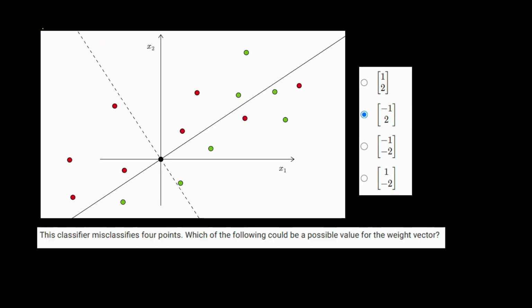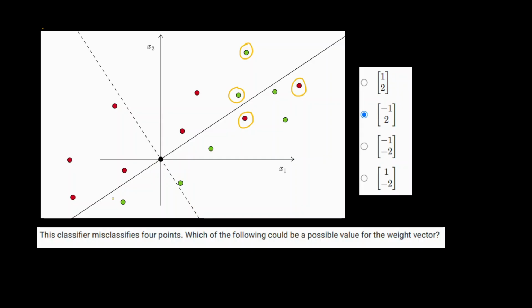Alright, so here we have a question on linear classification. It says this classifier misclassifies 4 points. What are those 4 points? It's this one, this one, this, and this. So essentially, whatever points lie to the downside of this black straight line are classified as green, and whatever lies above are being classified as red. And they ask what is the possible value for the weight vector.